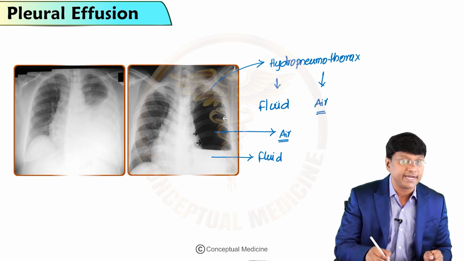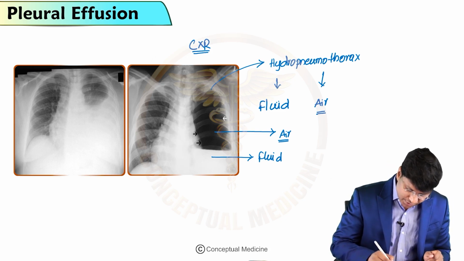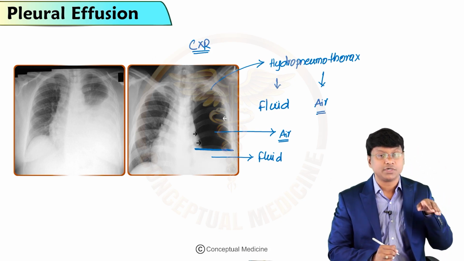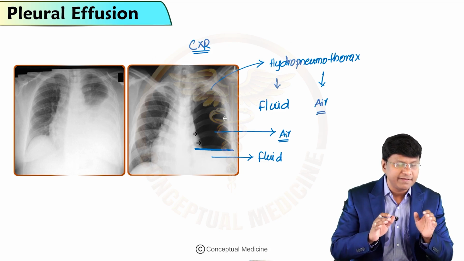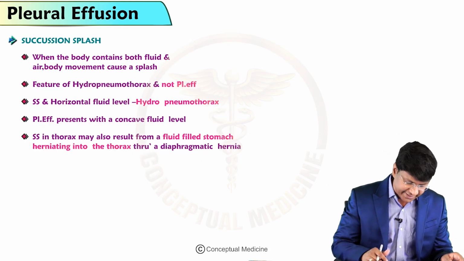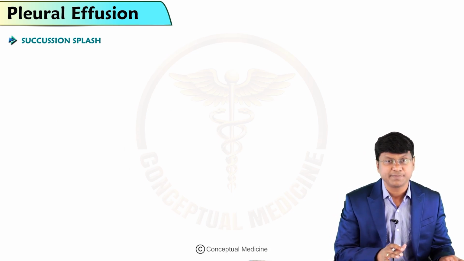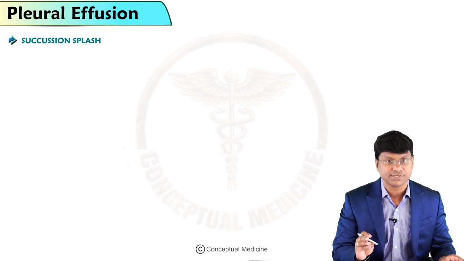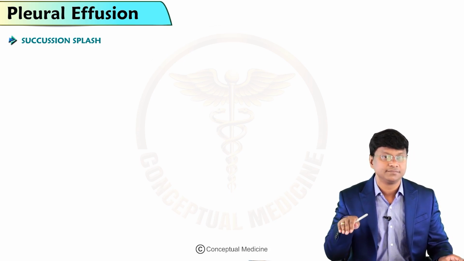And in patients with hydropneumothorax, what does the chest X-ray show? On chest X-ray, you have the presence of a horizontal line in hydropneumothorax. Now, in these patients you have a characteristic auscultatory finding, and that is nothing but the succussion splash. What do you mean by this succussion splash? Let me explain. First of all, you should know that the succussion splash is present in hydropneumothorax, and in the chest X-ray, you have the presence of the horizontal fluid level.